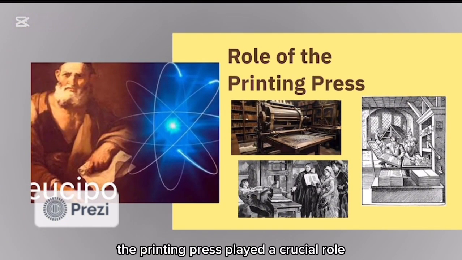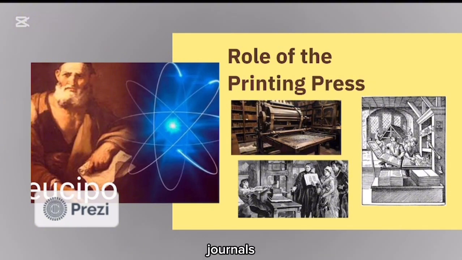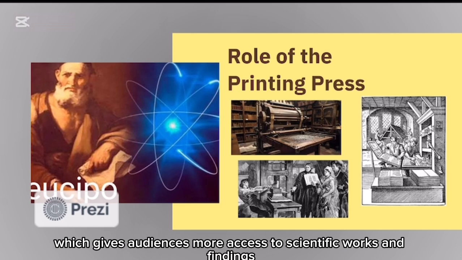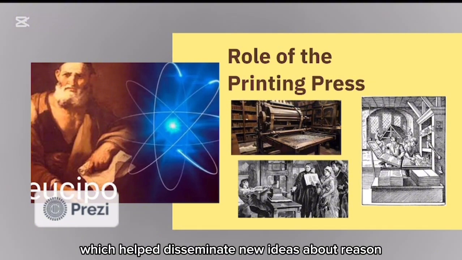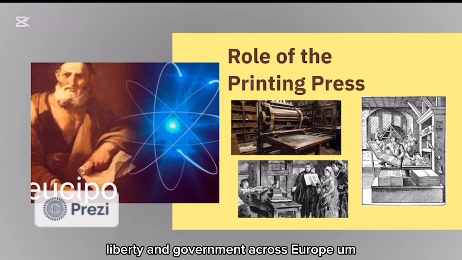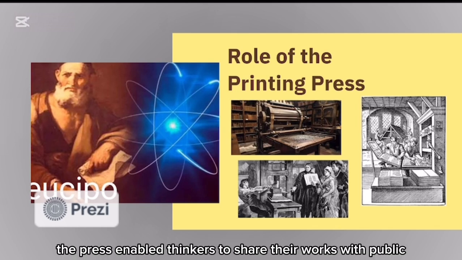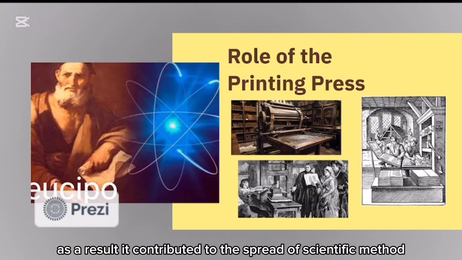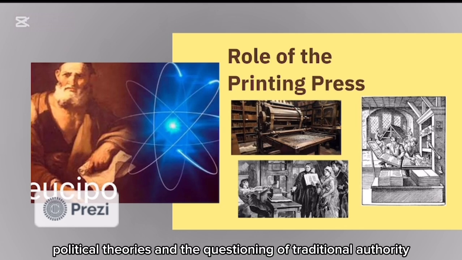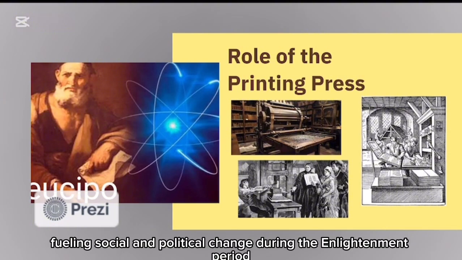Okay, so the printing press played a crucial role in spreading Enlightenment ideas by making books, pamphlets, and journals available, which gave audiences more access to scientific works and findings. It allowed for the rapid and mass production of written material, which helped disseminate new ideas about reason, liberty, and government across Europe. The press enabled thinkers to share their works with the public, sparking debates and encouraging intellectual exchange. As a result, it contributed to the spread of the scientific method, political theories, and the questioning of traditional authority, fueling social and political change during the Enlightenment period.